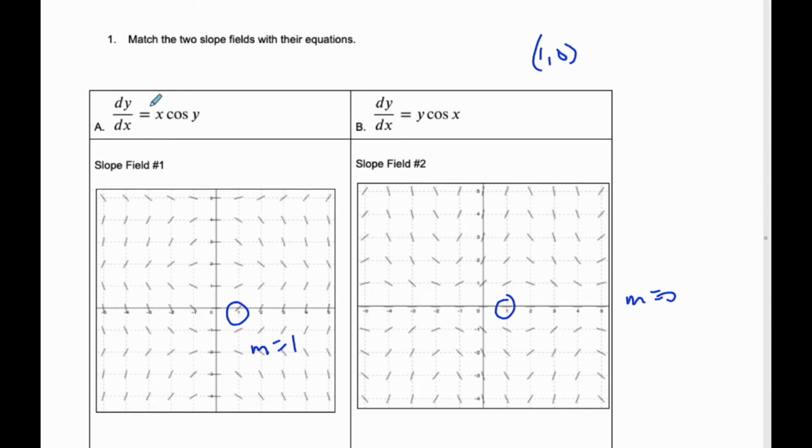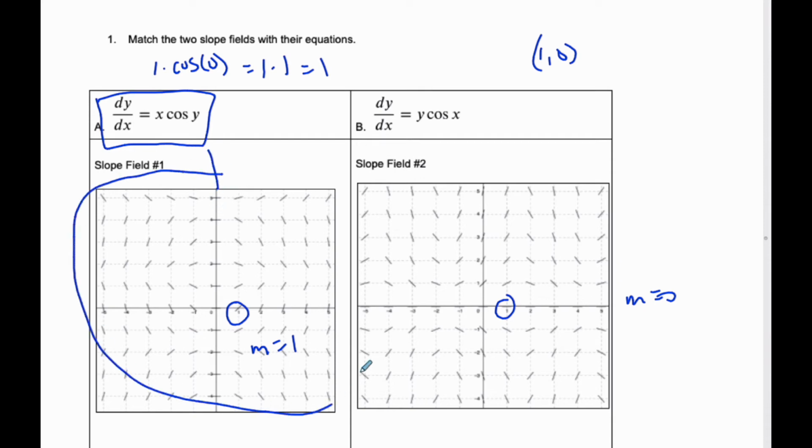So if I plug it into here, I get 1 times the cosine of 0. Well, the cosine of 0 is equal to 1, so this has a slope of 1. So this value here is this one here. Slope field 1 and A are the same.